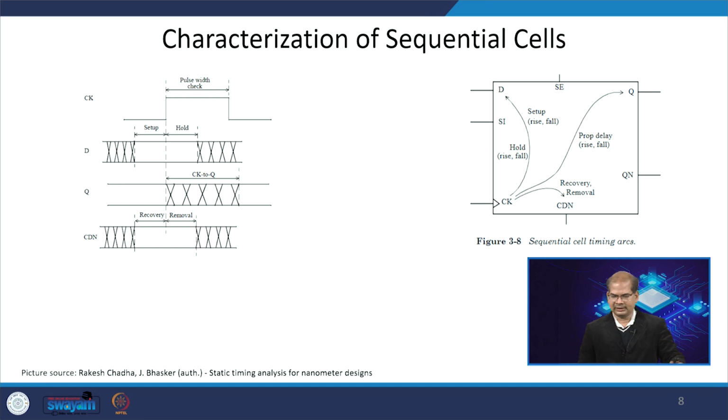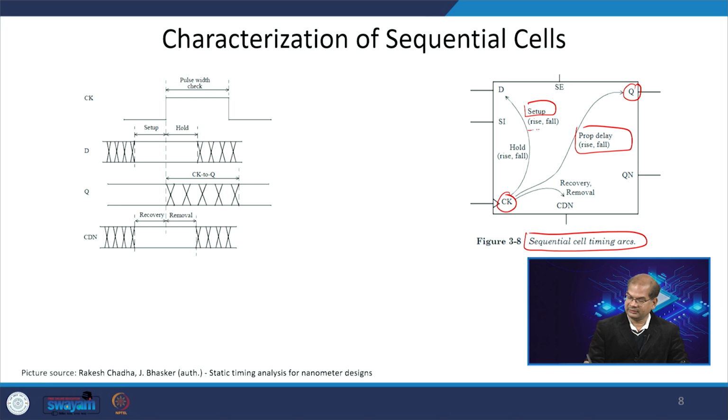If you can see here, we have a sequential circuit like a D flip flop or latch or anything, and you have different timing arcs. You have a clock pin and a Q pin with a propagation delay, with rise and fall propagation delay. Similarly, from clock to data pin you have setup time, which is rise and fall. Similarly, hold time has rise and fall, and with respect to the asynchronous input like reset, you have recovery and removal time.